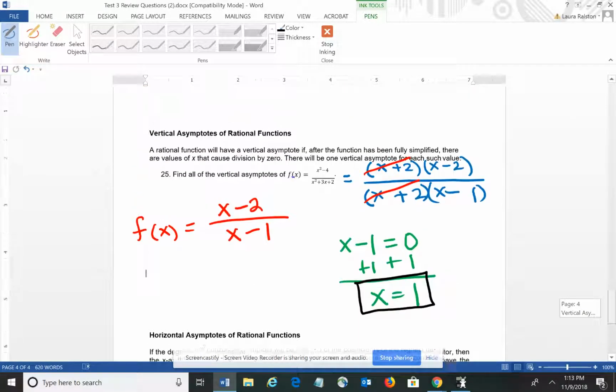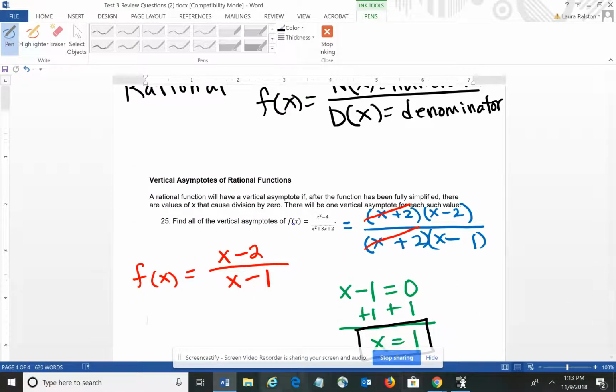Finding the horizontal asymptote is a little bit more complicated, and I don't know if I have time to do it in this video, so I'm going to try to make one more and finish up this review sheet.